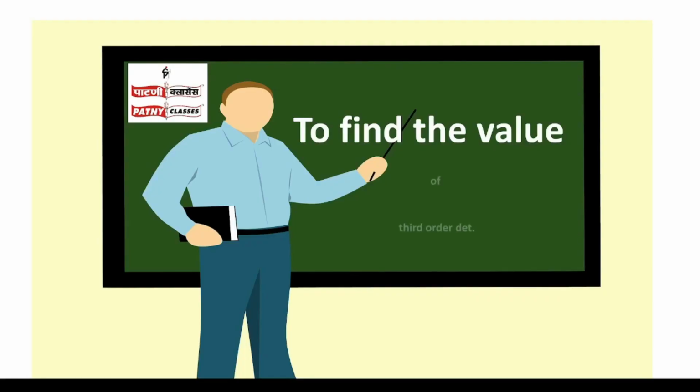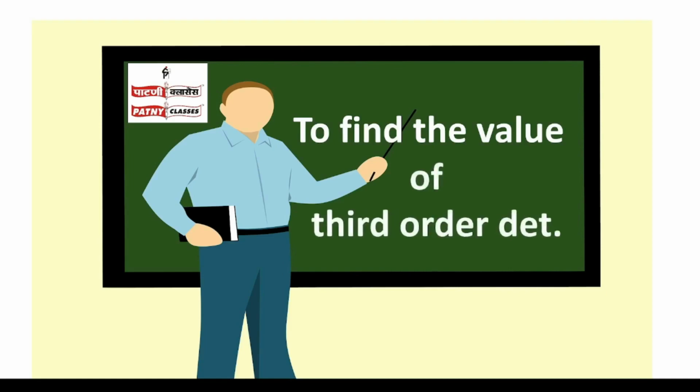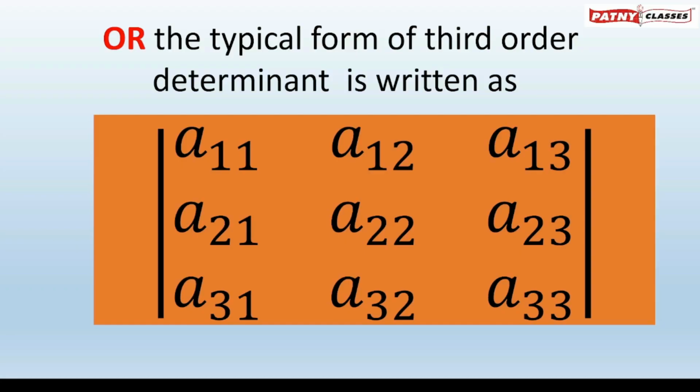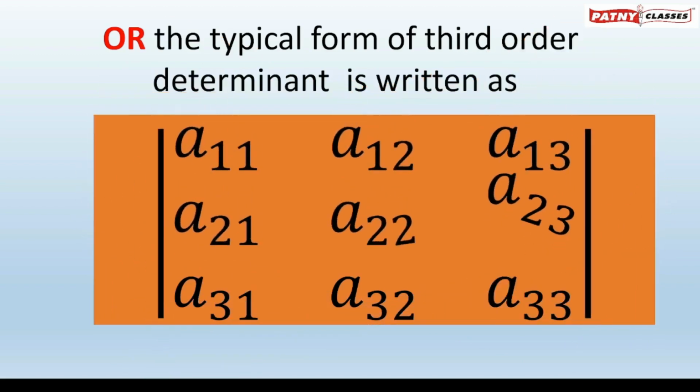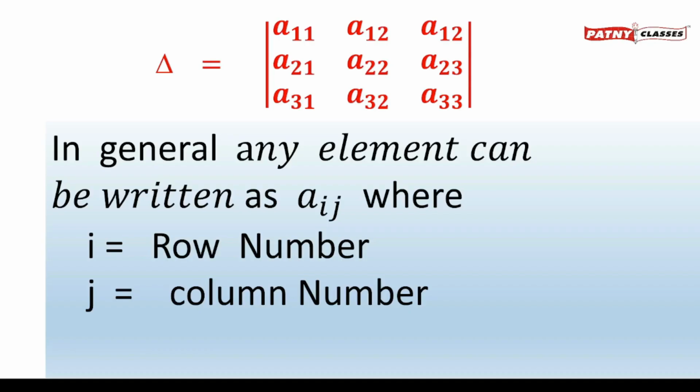In this section, we are going to learn to find the determinant of third order. We already know that the typical form of a third order determinant can be written as shown below. In general, any element can be written as Aij, where i stands for row number and j stands for column number.